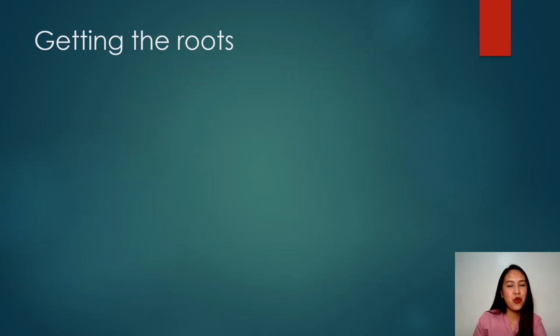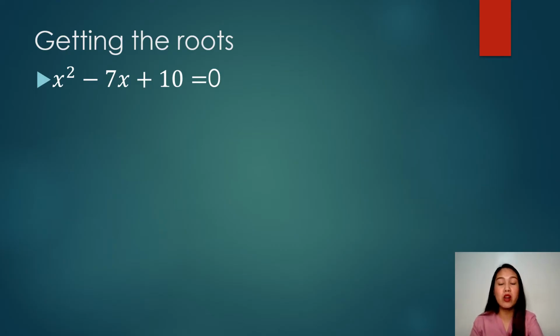Okay, so now for getting the roots. We also have discussed this last week. Okay, for our first example, we'll have x squared minus 7x plus 10 equal to 0. So there are several ways to get the roots. First is you can use factoring. So you just have to think of the factors of 10. It can be 1 times 10, negative 1 times negative 10. That's still equal to positive 10. 5 and 2. Negative 5 and negative 2 also gives you 10.